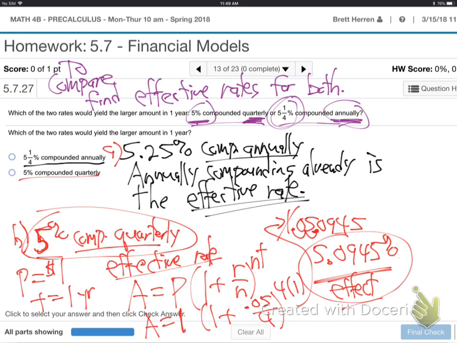So is that better, or is the other one better? Yeah, 5.25 is still way higher, so we choose that one. Does that make sense? See how to compare? That's why it's the law that they have to give you effective rates on loans and investments, so you know exactly what's really going to happen.